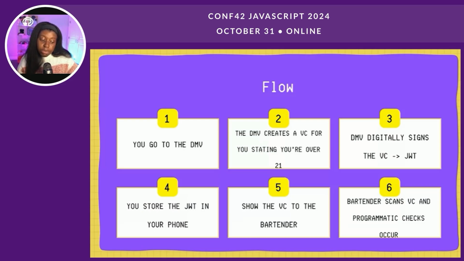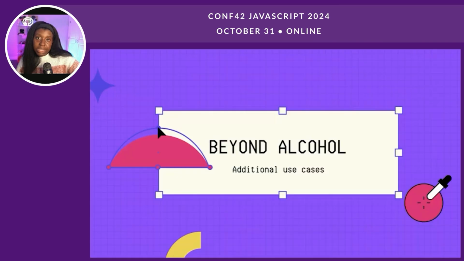You show the verifiable credential to the bartender. The bartender scans the VC and programmatic checks then occur. The bartender would be the verifier, and they have some checks in the background: is this verifiable credential expired? Does this come from an issuer we trust? Does this have the information that we're looking for? Is this person actually over the age of 21? Things like that. So there are those programmatic checks in the background, and maybe the bartender sees a Boolean true or false check mark, depending on how the system's set up.